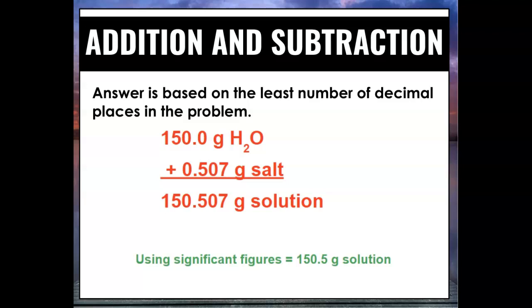Essentially, I'm sorry, that's really confusing. Let me back up. I apologize. So what I mean by this is we're taking that 150.0, that 0 after the decimal, that's the least number of decimal places that we can go. So that's the only furthest place that we have after the decimal. So when we change this to significant figures, it'd be 150.5 grams of solution. So for these examples, you do not keep track of the least number of significant figures, you worry about the decimal place.